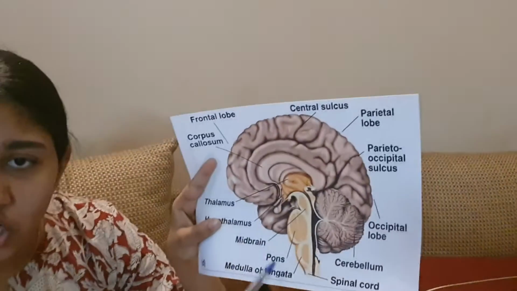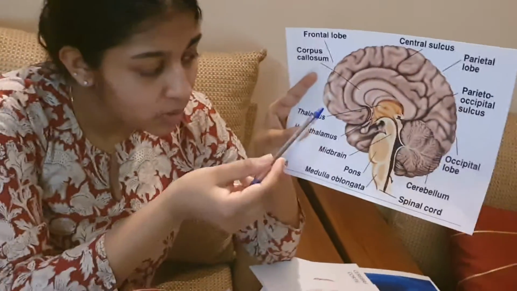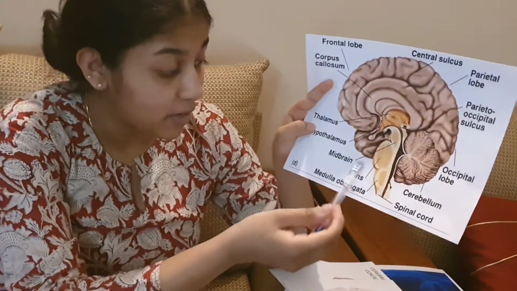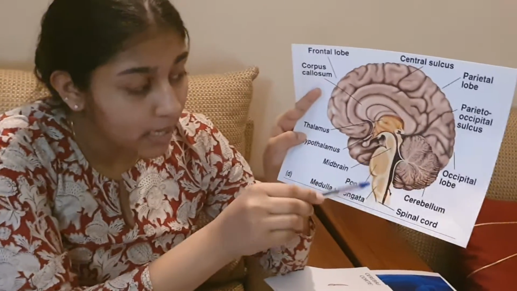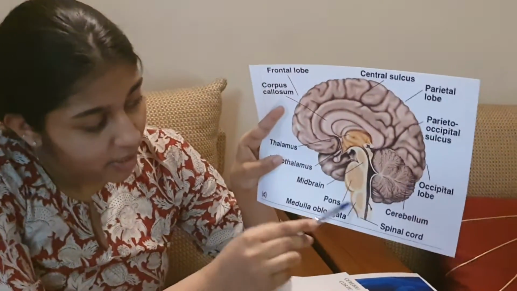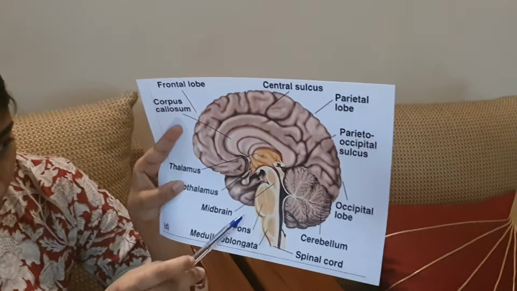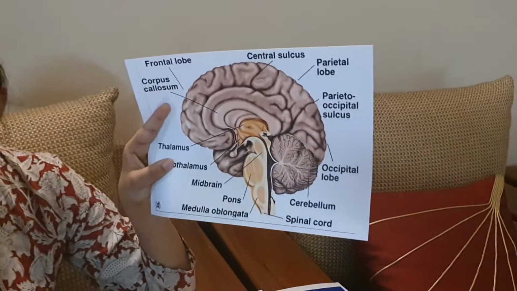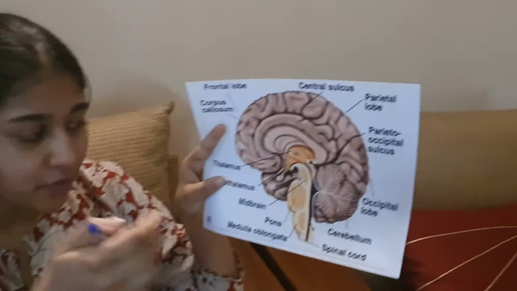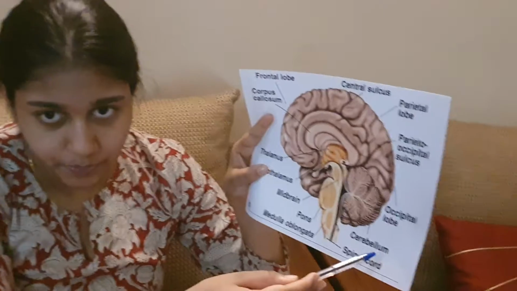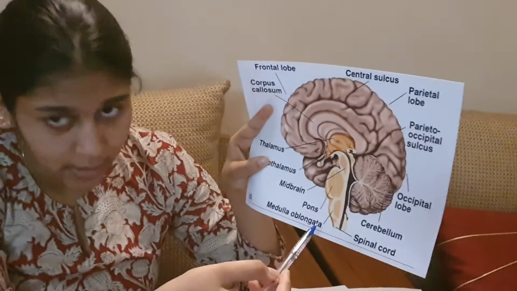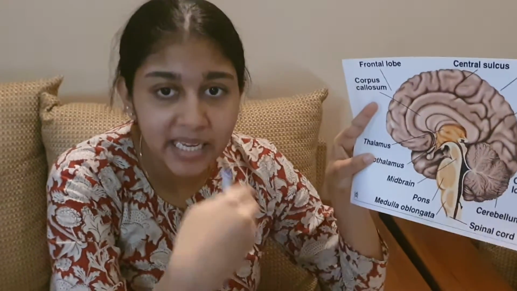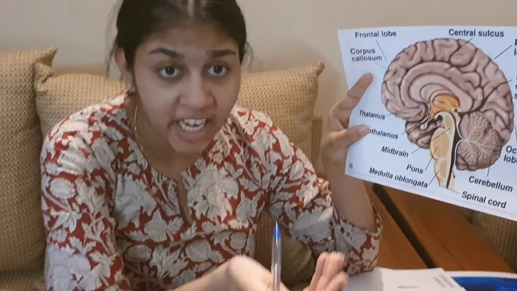Pons is the largest structure of the brain stem. Pons is found above the medulla. See, here is the medulla and pons is found above the medulla, below the midbrain, so underneath the midbrain and in front of the cerebrum and cerebellum. The pons also helps us to regulate sleep, breathing patterns, respiration and reflexes.